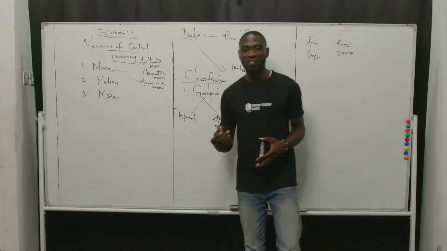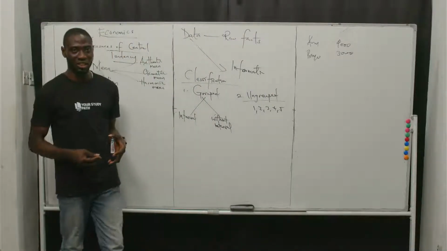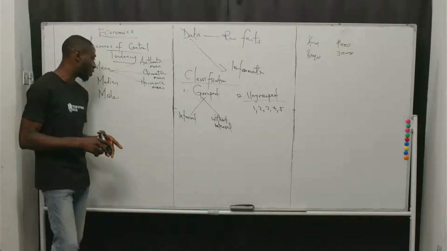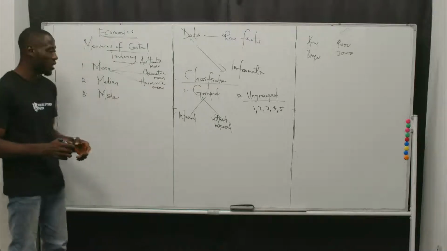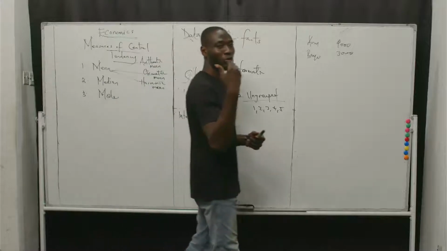Then for median, median is just looking at the middle number. When you have a data set, you actually have the midpoint of that data set. So the middle number is called the median. Now the mode simply means the number that occurs most.